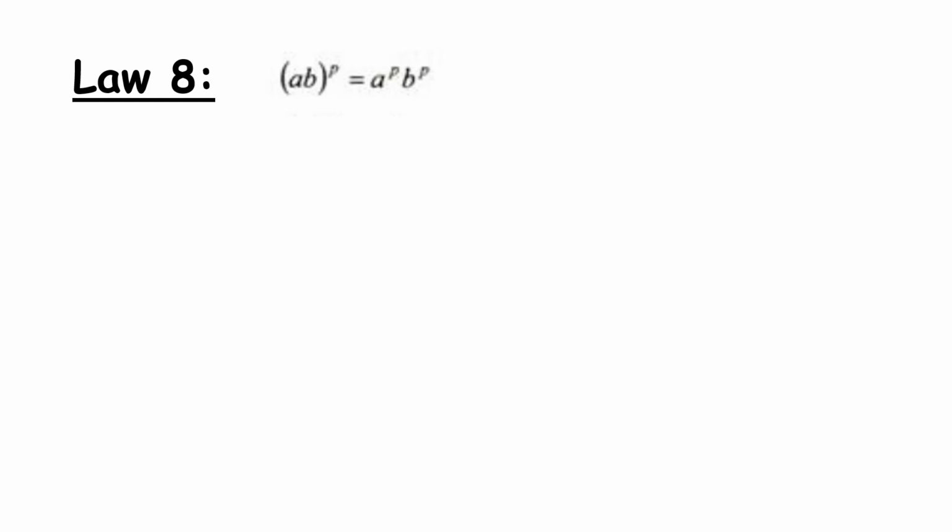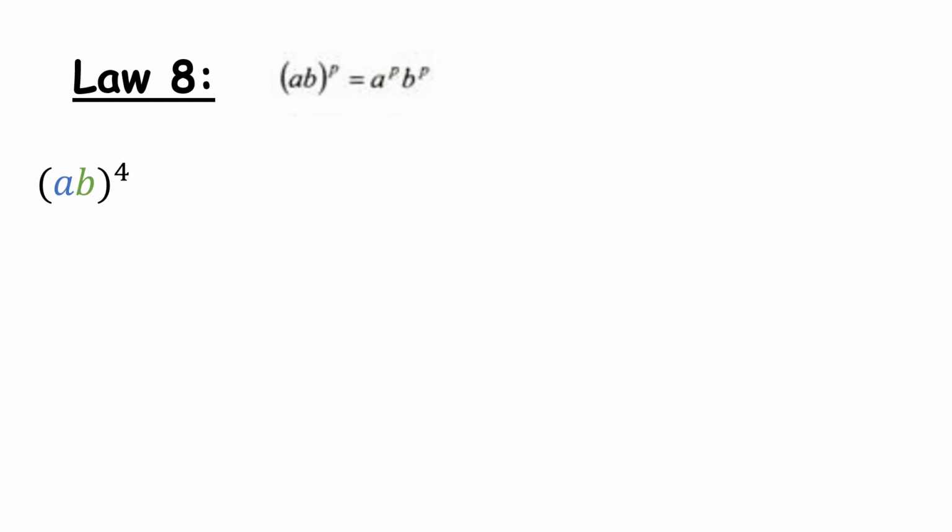So let's take a look at Law 8 now. Law 8 says ab to the power of p is equal to a to the power of p and b to the power of p. So this is where we have a bracket, and it's important that when we have a power on a bracket that everything in the bracket is affected. So let's go back to looking at examples for this.